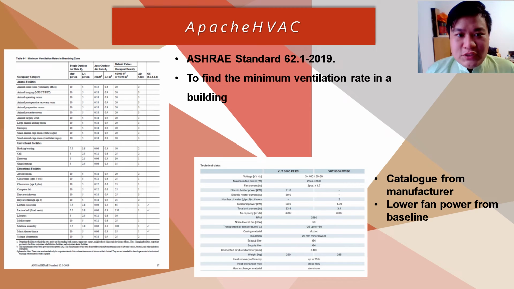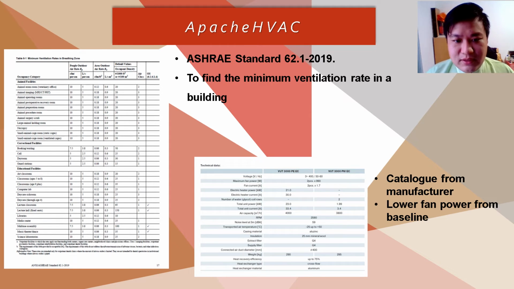So we're moving to Apache HVAC. This is the template of the ASHRAE standard 62.1 2019. We need to use this template to find the minimum ventilation rate in a building. As we can see there, we can find the library, which is 0.6 liter per second per meter squared for the area outdoor air rate, and we multiply it by the area of the library. So we will get the minimum ventilation rate in the library.